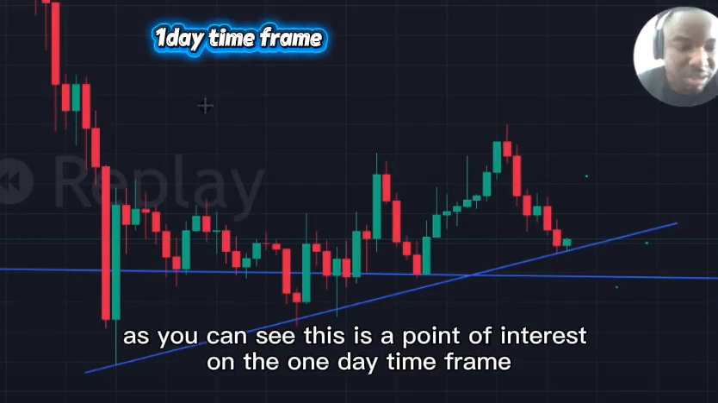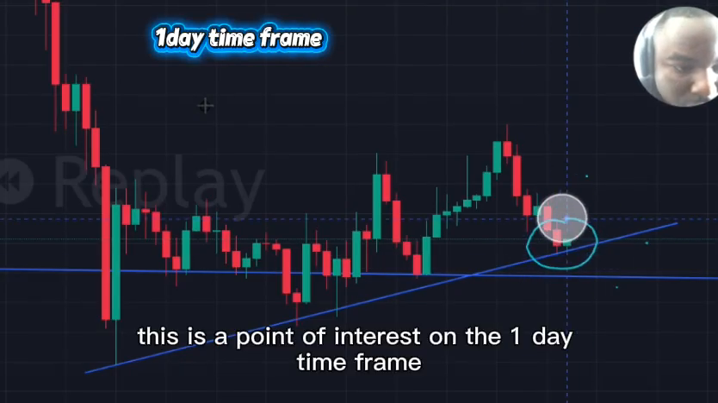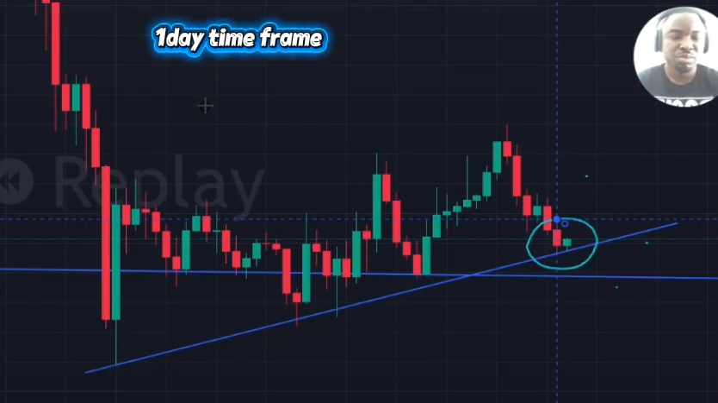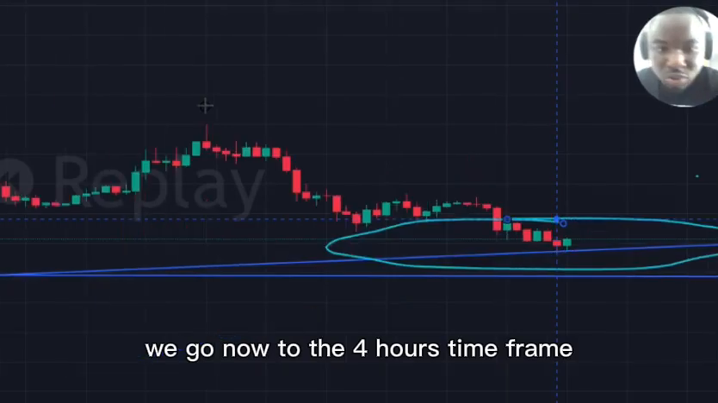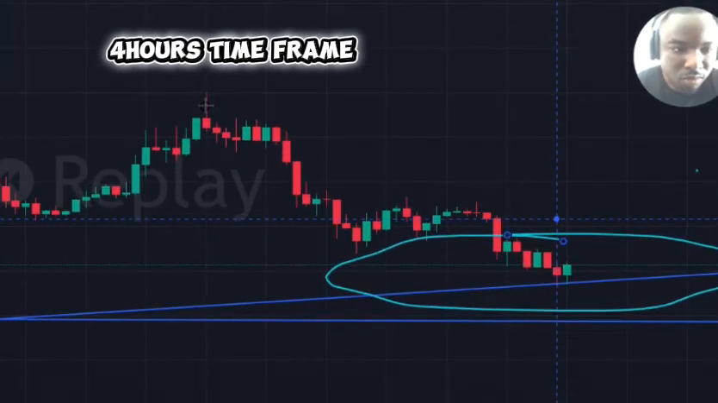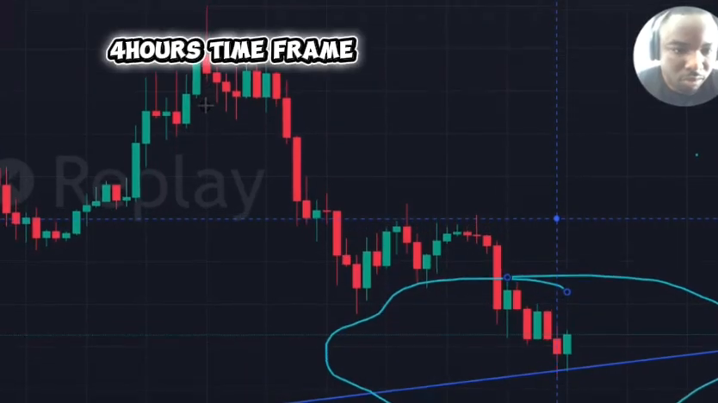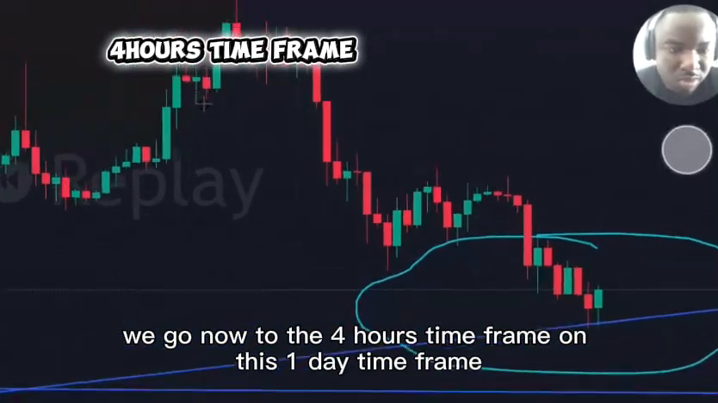As you can see, this is a point of interest on the 1 day time frame. On this point of interest, we are looking to take our trade on the lower intraday time frame. We go now to the 4 hours time frame.